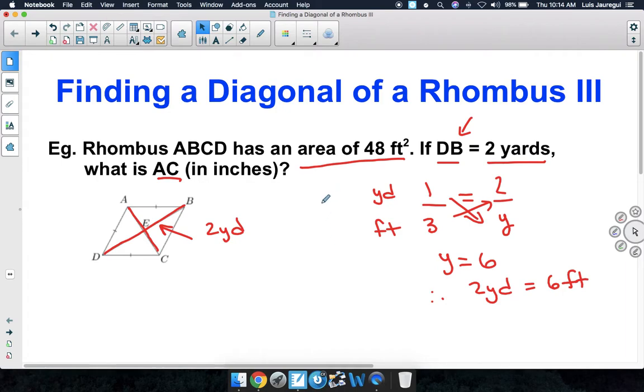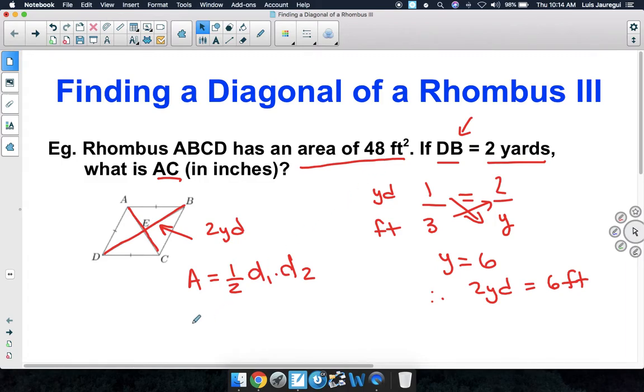And now we're going to find the actual length of that diagonal in feet, and then we're going to transform that into inches. So remember, since we're dealing with the rhombus, we're going to use the area formula. Area is equal to 1/2 times the first diagonal times the second diagonal. Here, let's substitute in what we know.